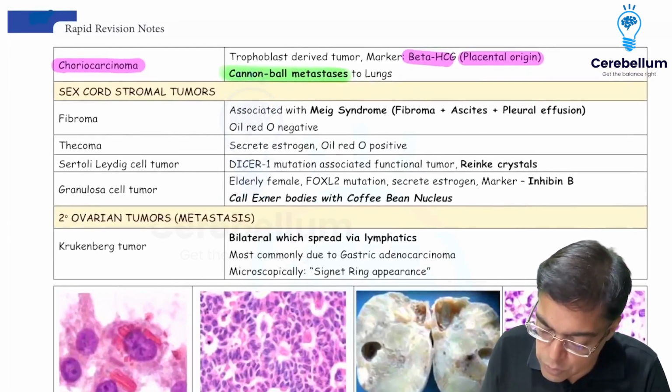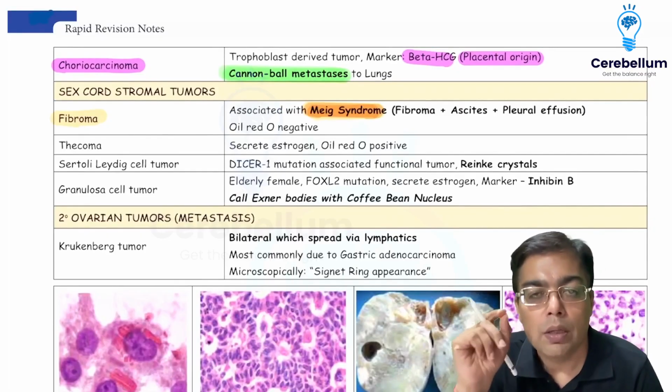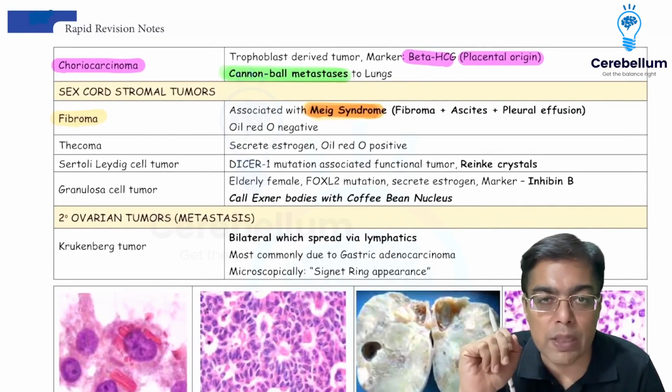The moment we are thinking in terms of Meigs syndrome, we are reminded of a tumor that is given the name of fibroma. So what is fibroma? The patient is going to have accumulation of fluid inside the peritoneal cavity.